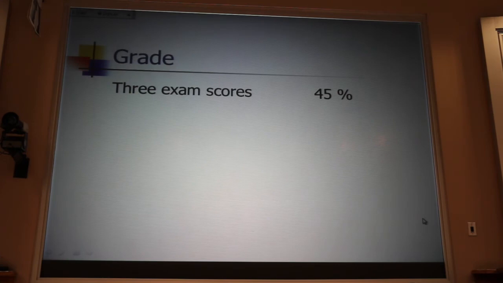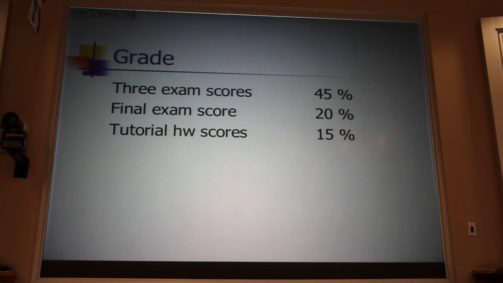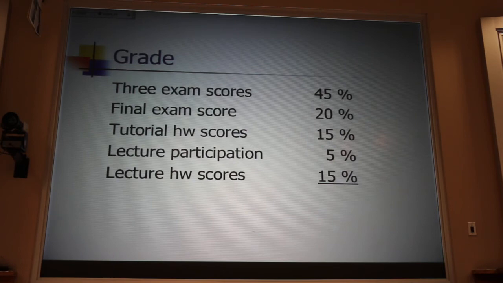The grade: each of the midterms will be worth 15% of your grade. The final's worth a little bit more than that, 20%. The tutorial itself is worth one midterm, 15%. 10% of that is the homework, 5% is attendance, okay? And the lecture participation, that's a clicker score. The homework that you turn in on the 5x7 index cards, all together, there'll be about 34 of those assignments, and they will count as one midterm altogether.